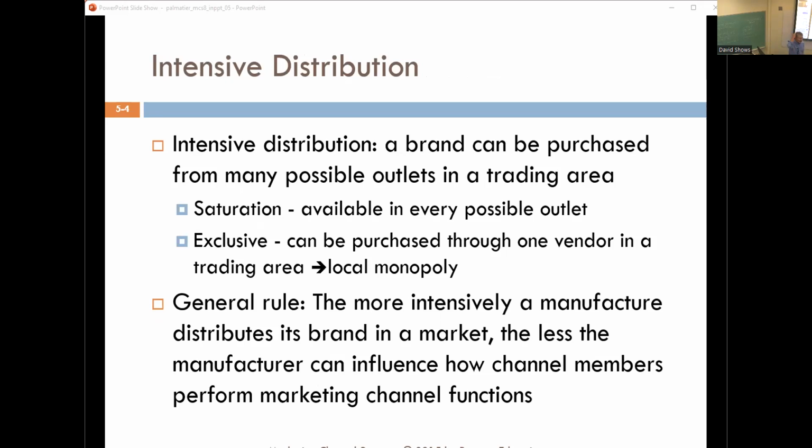So let's talk about these one at a time, as I've said. The first is intensive distribution. Now I want you to think, now that we've got the categories of goods up, about how each one of these fits in with the goods themselves. Intensive distribution is where a brand can be purchased in as many possible outlets in a given trade area. More is better.